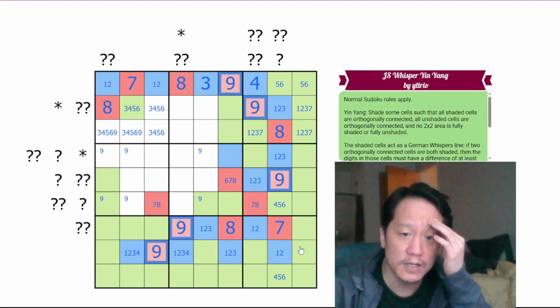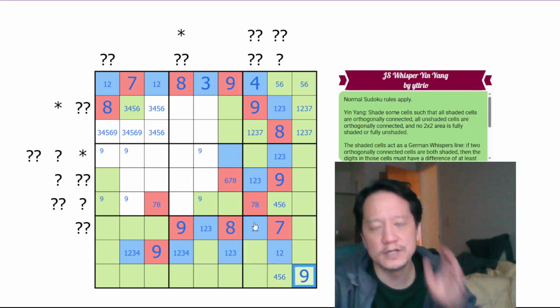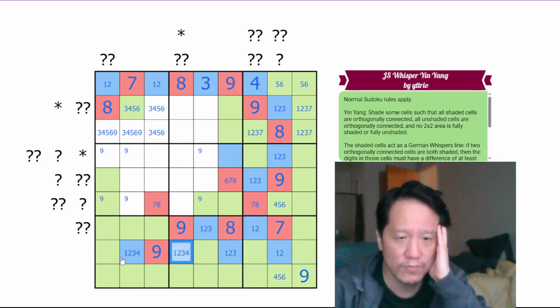Where is 9 in column? In box 9. Can't be here because 9's in the column. Can't be here or here, so 9 has to be there. 4 is guaranteed to be one of these two.